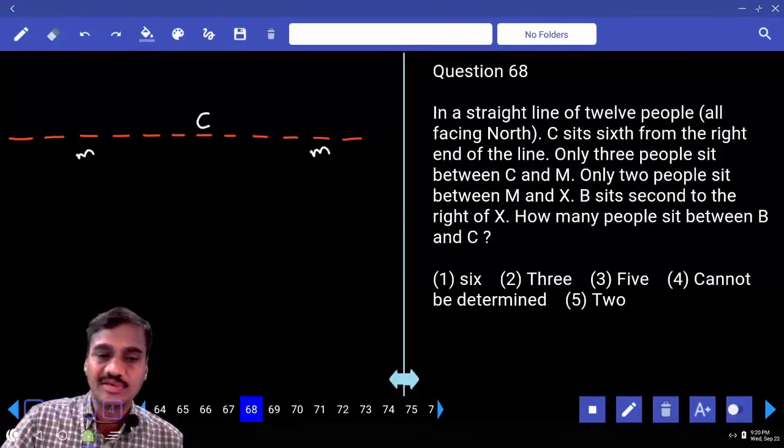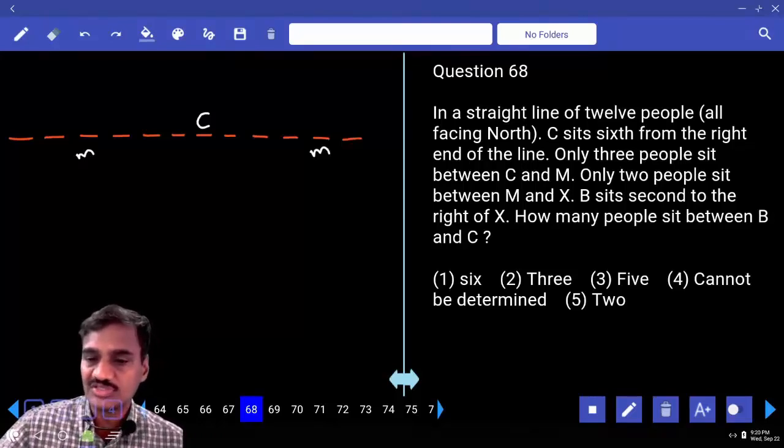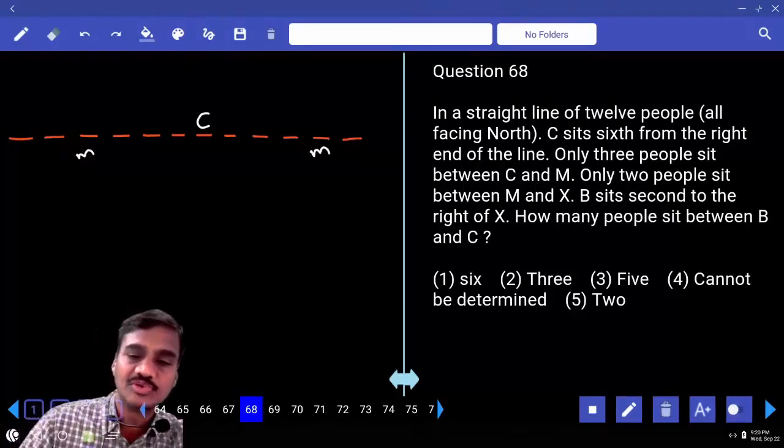Only 2 people between M and X. Between M and X how many persons? 2 people. And B sits second to the right of X. Now only 2 people between M and X. M and X, how many persons? 2 people between M and X.